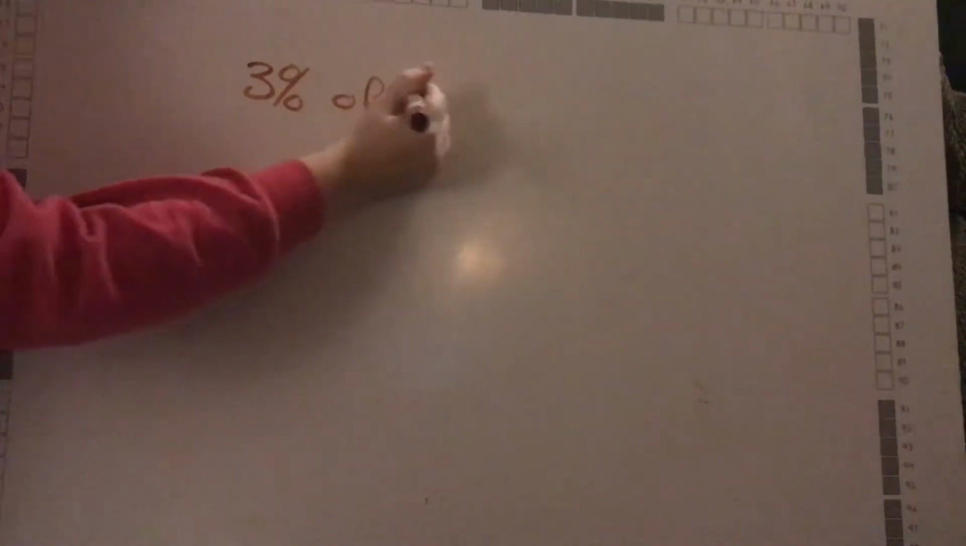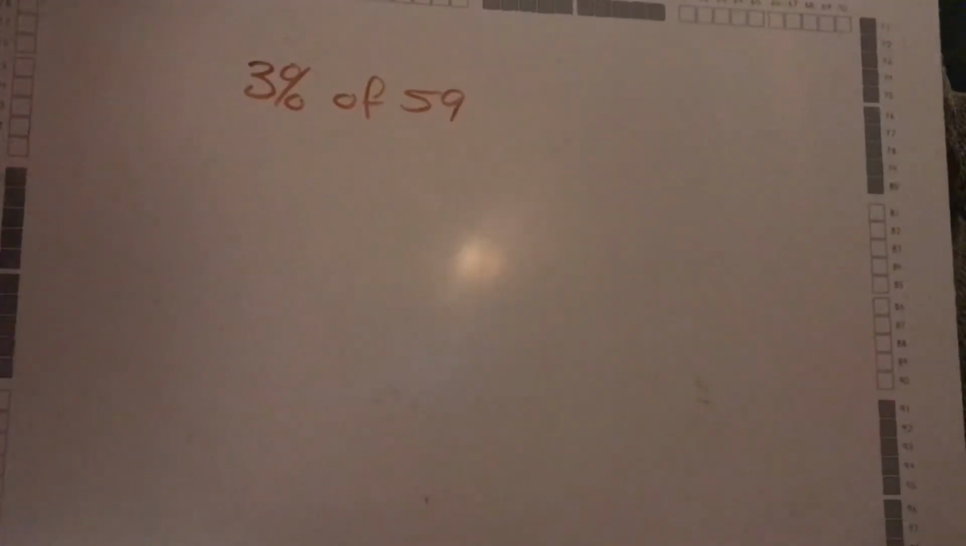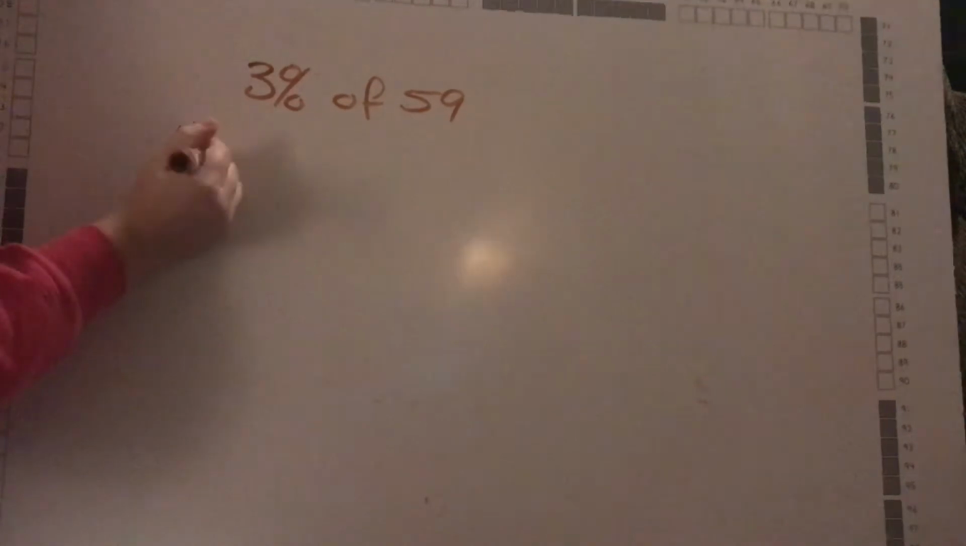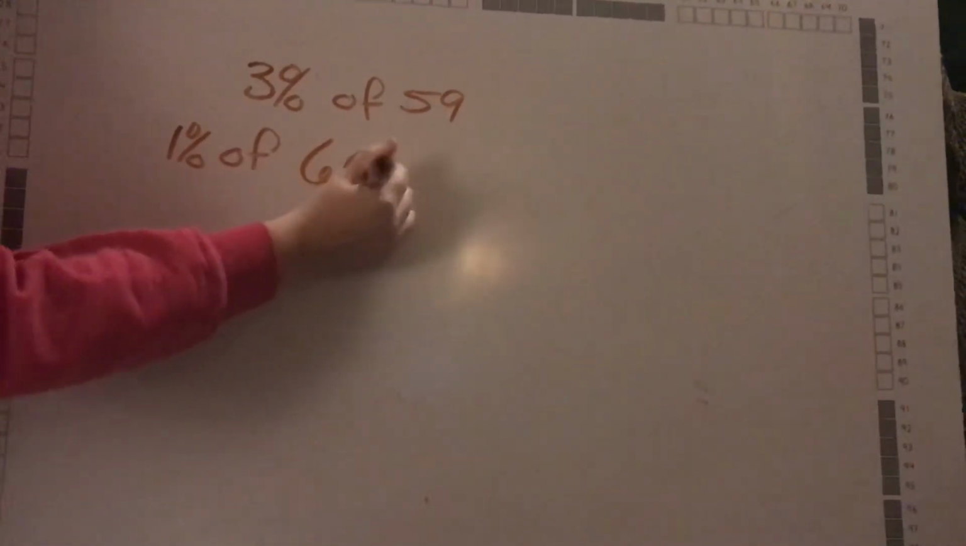Okay. Let's try another example to look at that system of doing it. So it says, use 1% or 10% to estimate the percent of each number. So they want 3% of 59. So what we're going to do is first find 1% of 60. They're going to round this up to 60. So let's find 1% of 60.